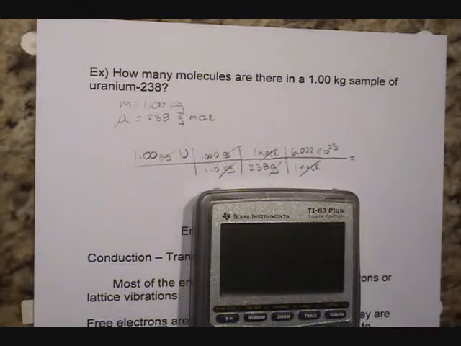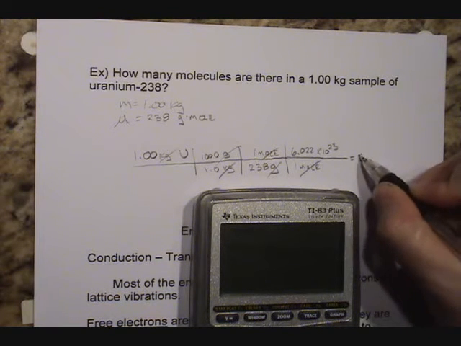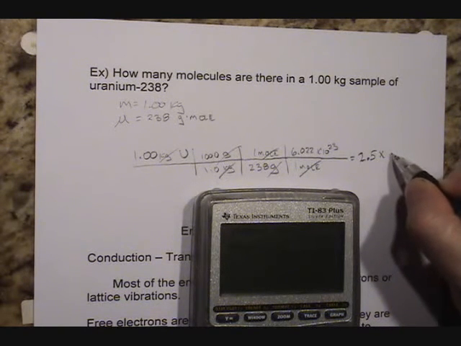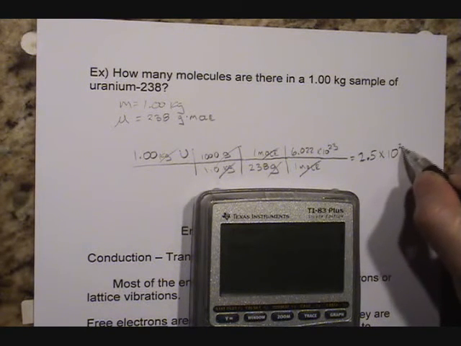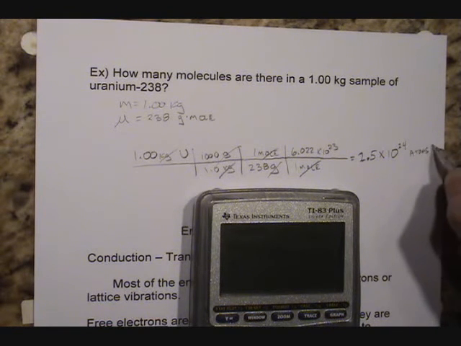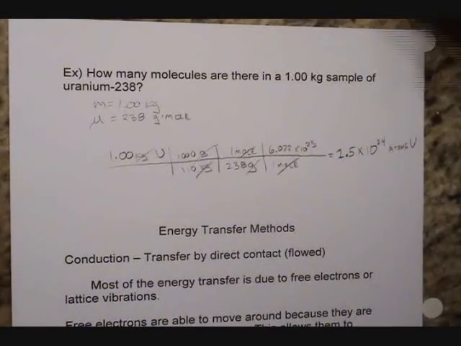I need to take 1,000 times 6.022 to the 23rd divided by 238, and that gives me 2.5 times 10 to the 24 atoms of uranium, and that's it.